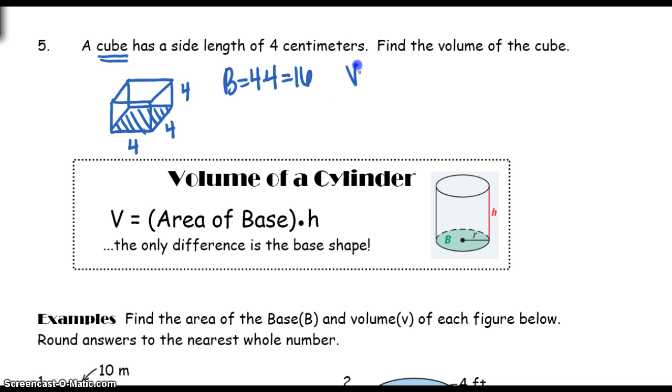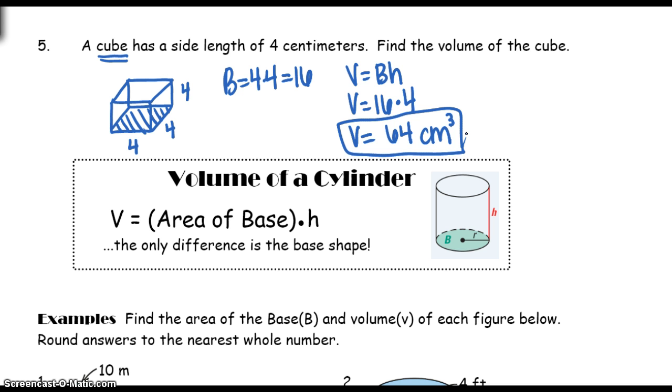Then to find the volume, it's area of the base times the height. And we just found the area of the base, which was 16. So volume equals 16 times, and then the height of this cube would be 4. When you multiply these together, you get 64 centimeters cubed, and this is volume. So draw the picture as best as you can. I know not everybody's will look perfect, but just do the best you can with it, okay?